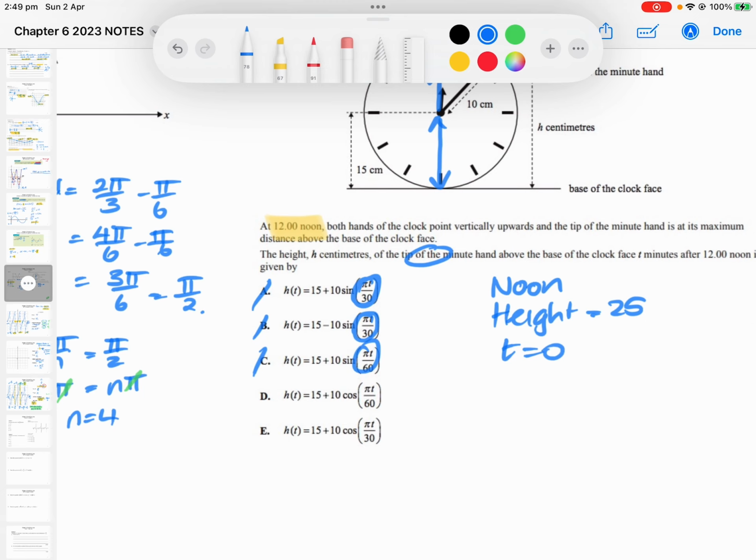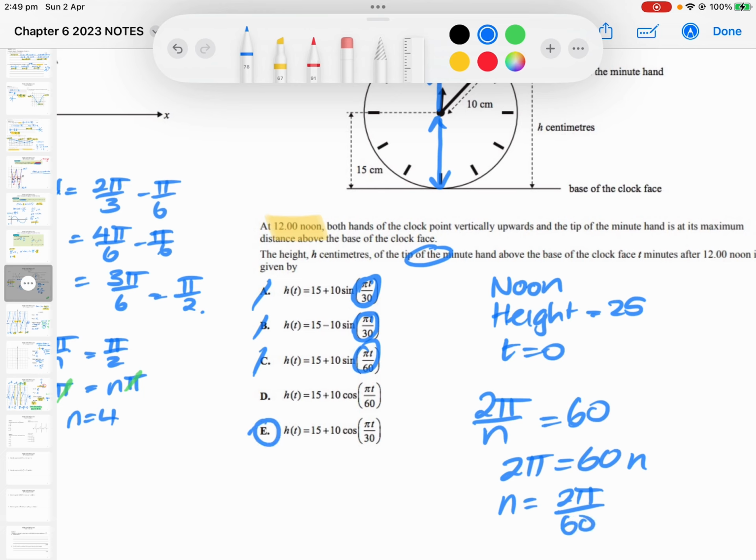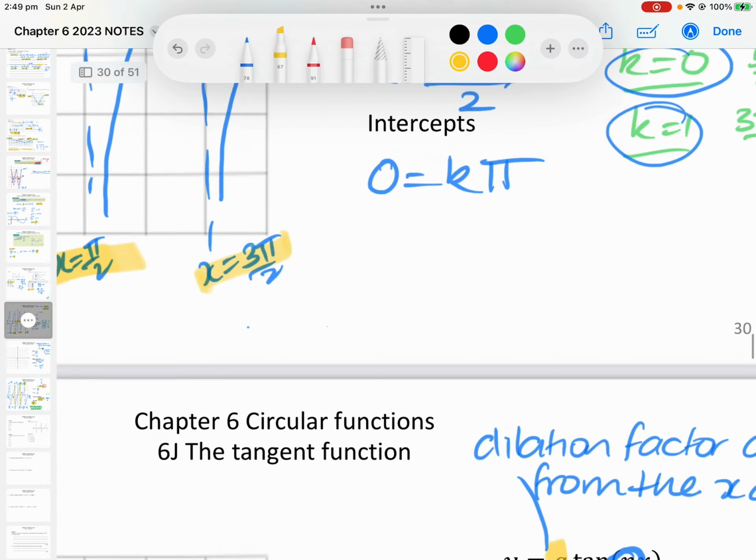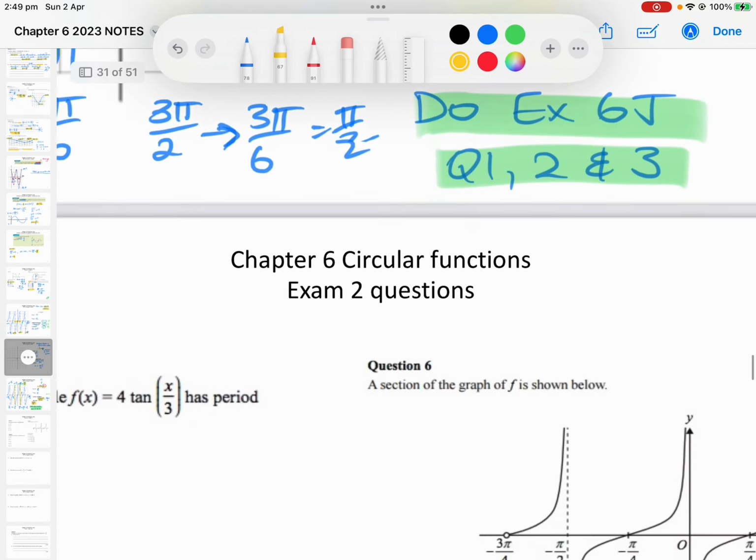So the only thing that's different between these two is the period. So what's the period of this? It's 1 hour for the minute hand. So 2 pi equals 60 n. So n equals 2 pi on 60, which is the same as pi on 30. So it's option E.